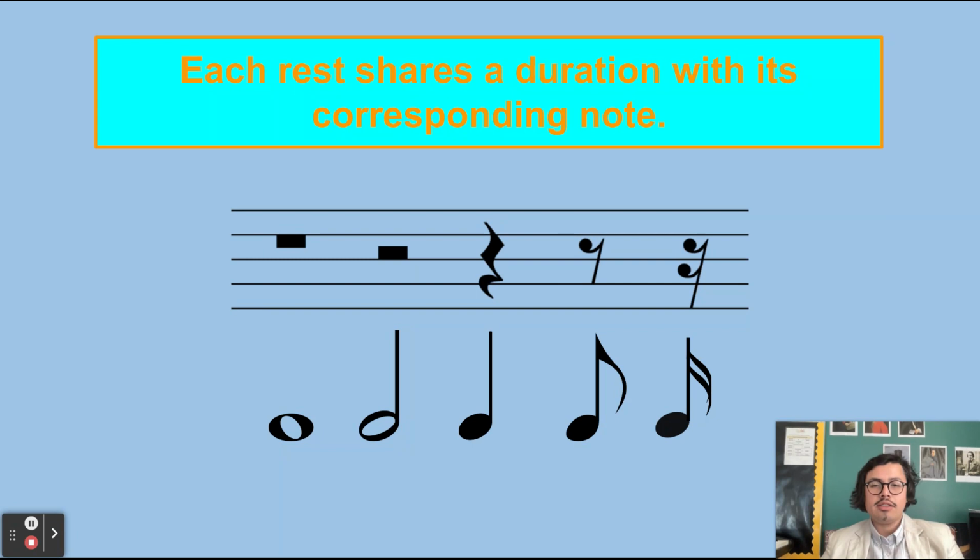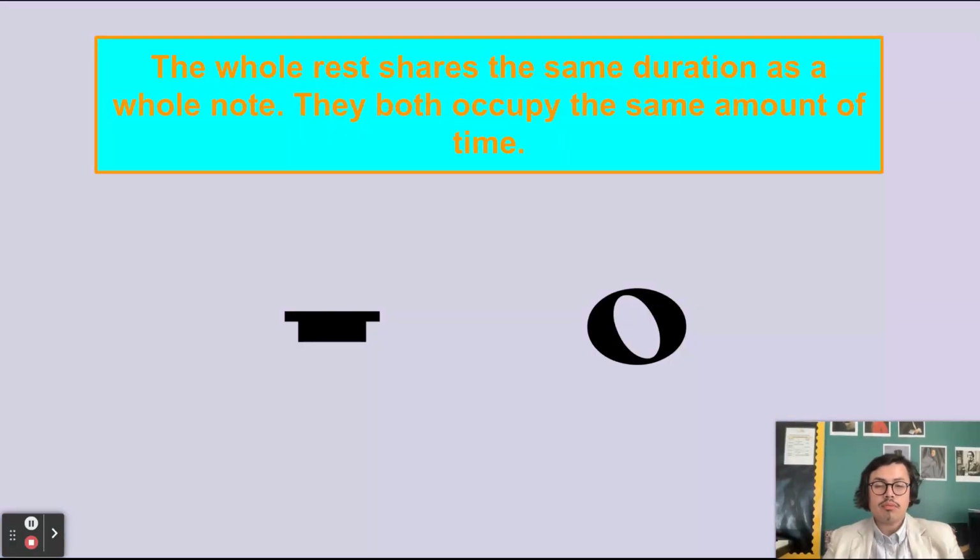Each rest shares a duration with its corresponding note. As we learned in previous videos, we have a whole note which lasts 4 beats, the half note which lasts 2 beats, the quarter note lasts 1 beat, the eighth note is half a beat, and the 16th note is a quarter of a beat. So the whole rest shares the same duration as a whole note. They both occupy the same amount of time, which is 4 beats.